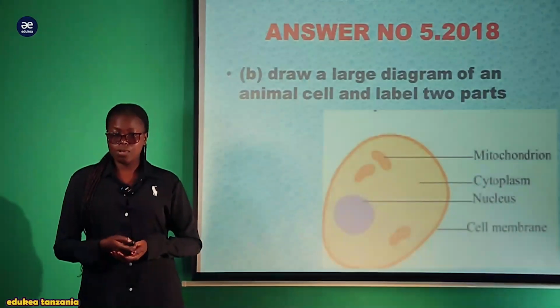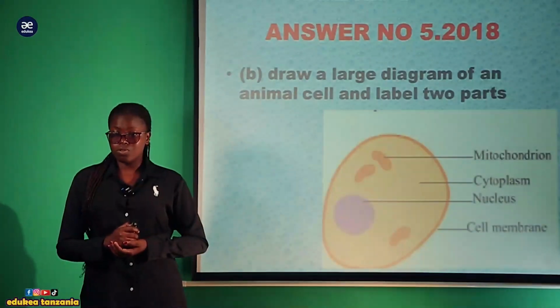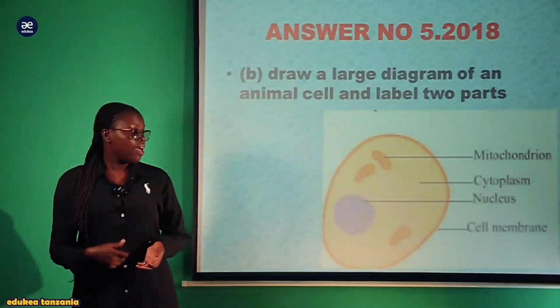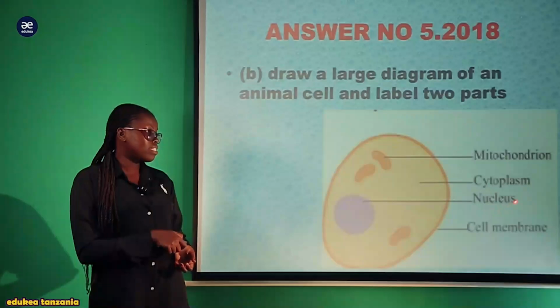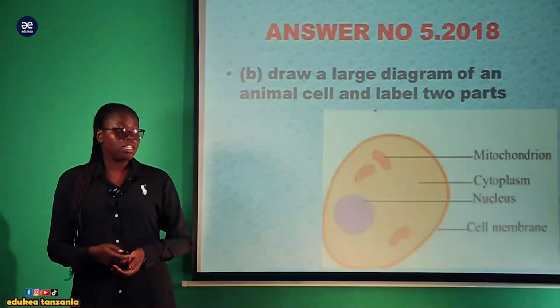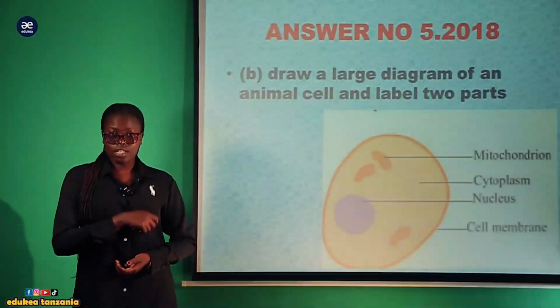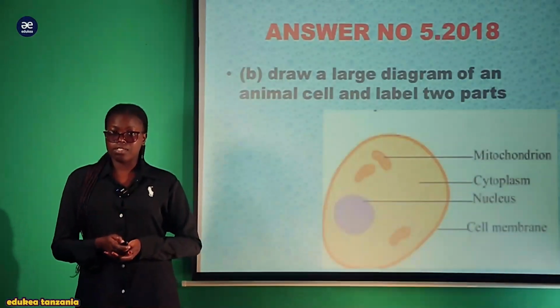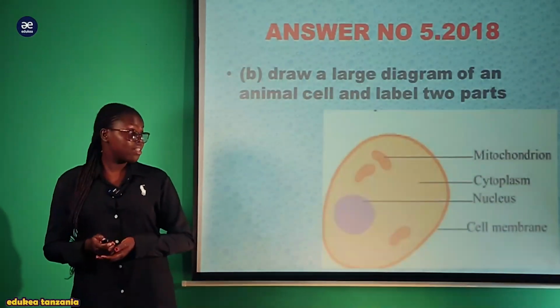So, in the question, just show two parts. Either you can show the mitochondria together with the cell membrane, and you will be correct. Or show the cytoplasm together with the nucleus, leaving the others unlabelled, and you will be correct. I have given you the 4 possibilities so that you can choose only 2 from these. I hope that you understand.